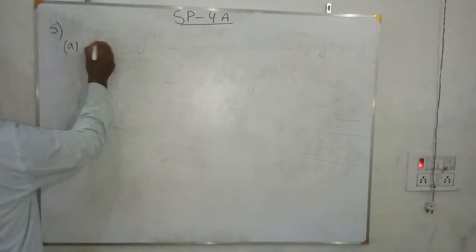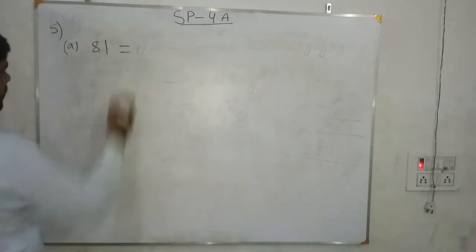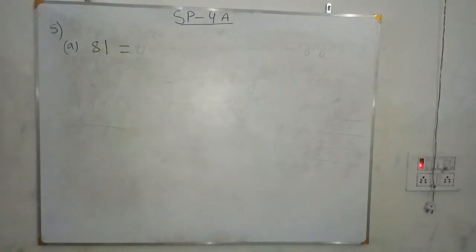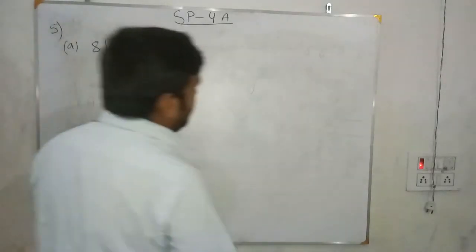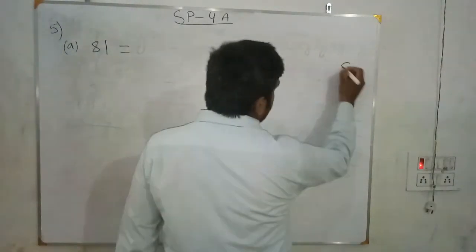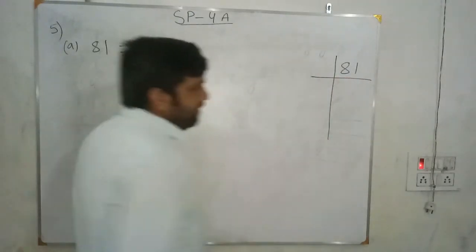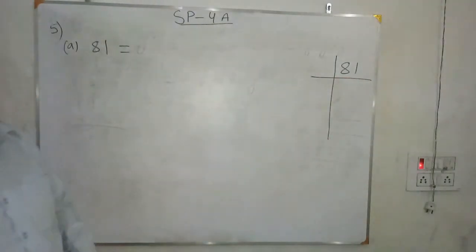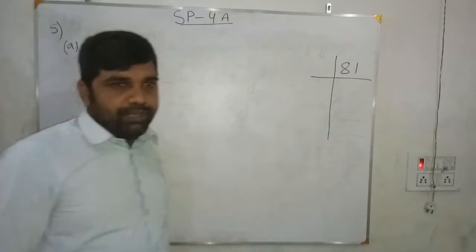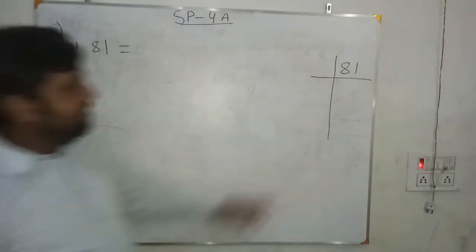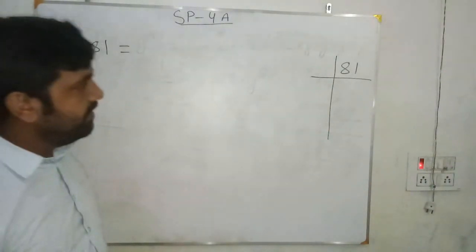Fifth A, 81. So we have to find the prime factors of 81. See how you find the prime factors of 81. Divide this 81 by the prime numbers. The smallest prime number is 2, so we start from 2. Since 81 is an odd number, we cannot divide it by 2.